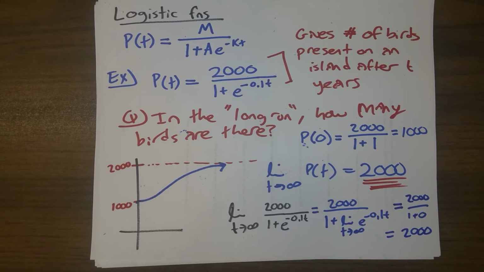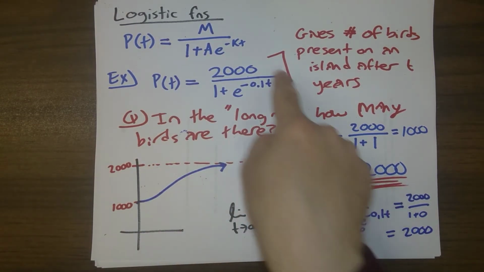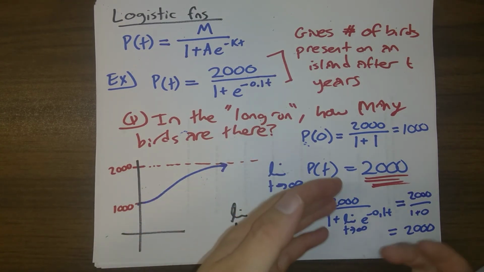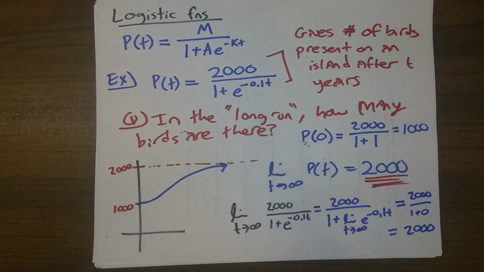So as it turns out, this form of what's called a logistic function is very, very popular. It's about the first model you see if you're doing modeling of population dynamics, and we can find the carrying capacity. So in the long run, there's about enough food and space and shelter and all that good stuff to hold about 2,000 birds on the island.